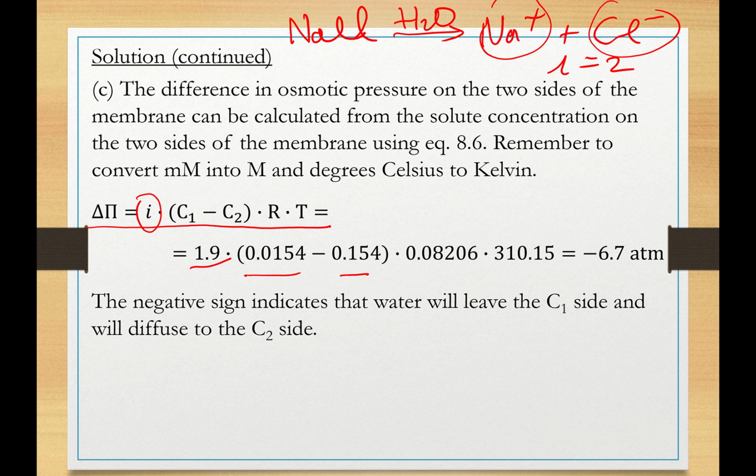Subtracting the 2 concentrations, I end up with a negative 6.7 atmospheres. That indicates that water will leave the C1 side and go to the C2 side, in agreement with what we have determined using the water concentrations, right? So this is very, very nice.